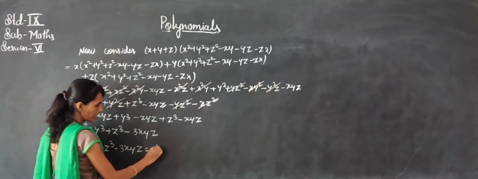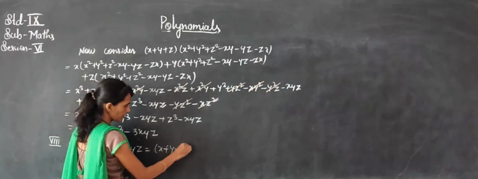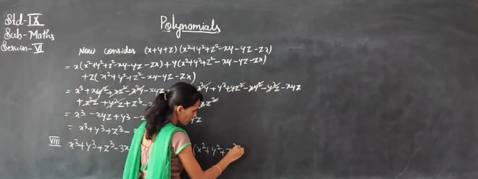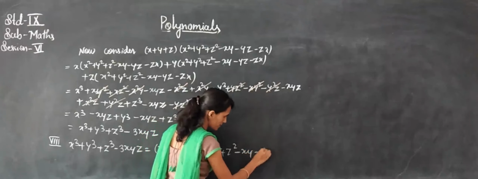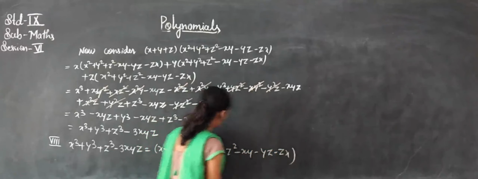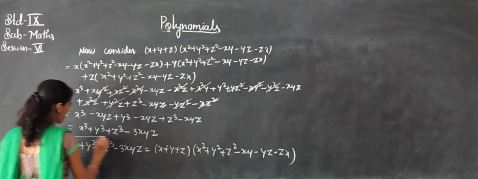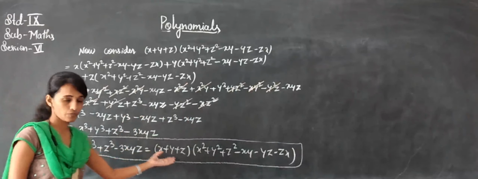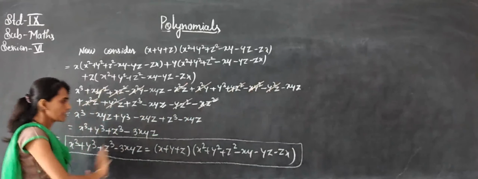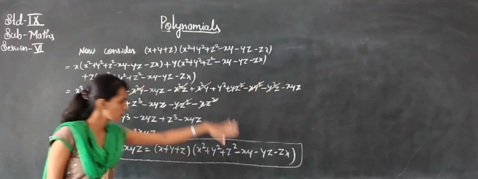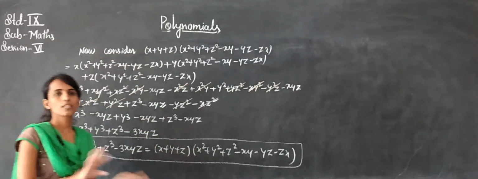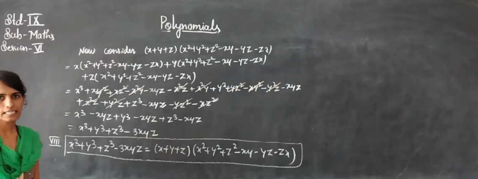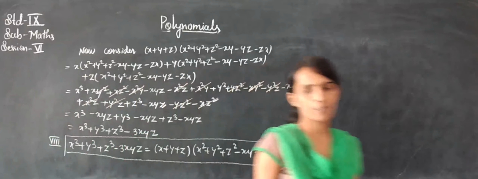That will give us x plus y plus z into x squared plus y squared plus z squared minus xy minus yz minus zx. This will give us an identity. Very important. What every day we are taking from LHS to RHS, but here we are taking from RHS to LHS. So this is the identity. So depending on this, you will see the examples.